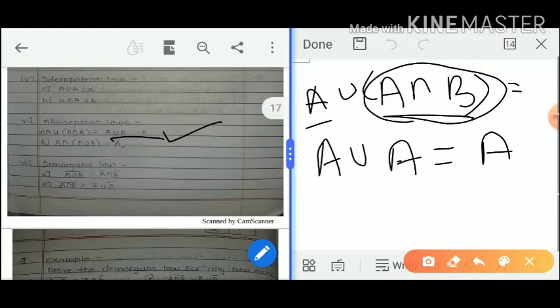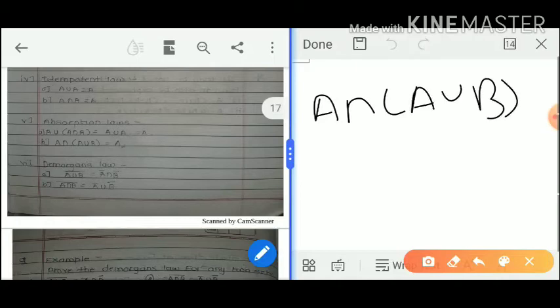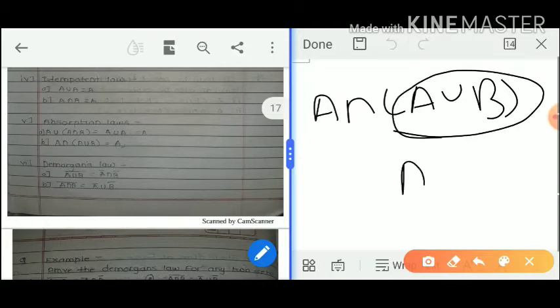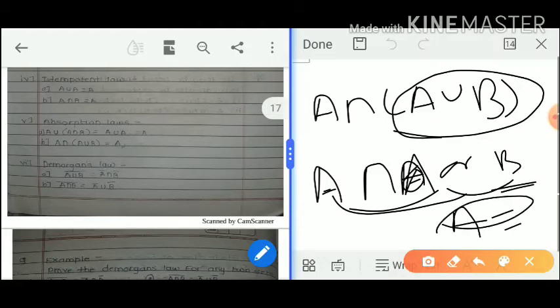Next, second, A intersection A union B. The answer is A, because here any set comes here. Suppose A or B, but here use A. A intersection, common elements in both sets, so the answer is A. So by using this absorption law, we can prove by using Venn diagrams or truth tables.